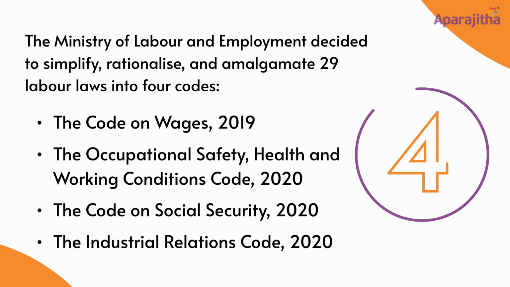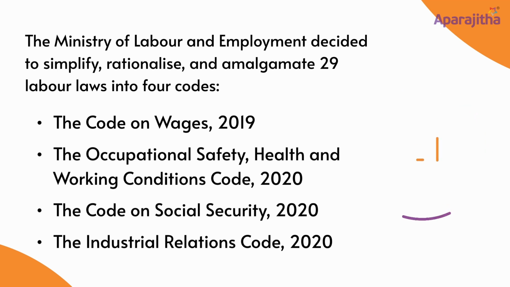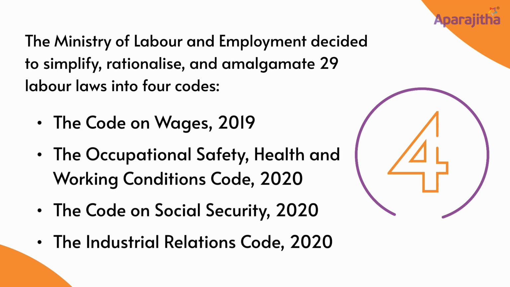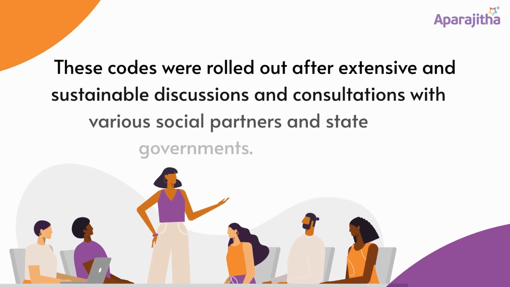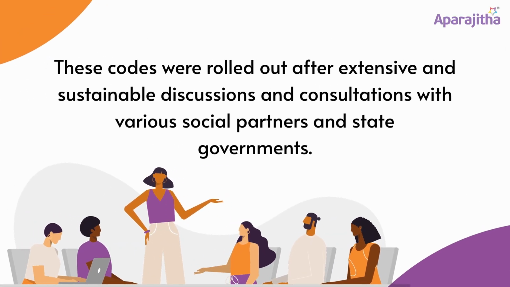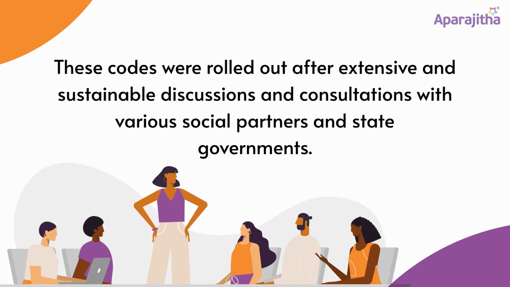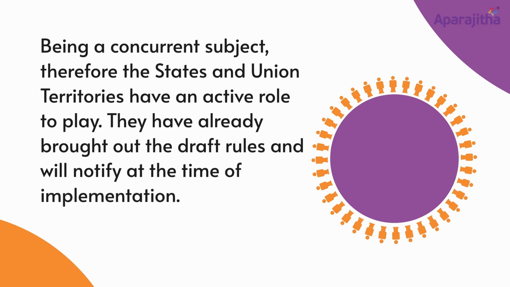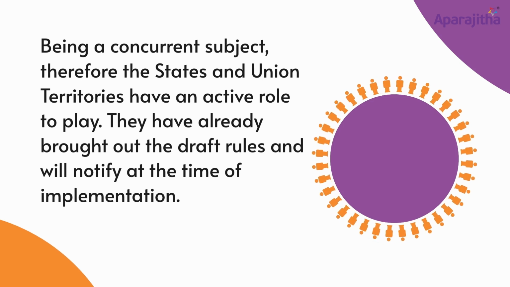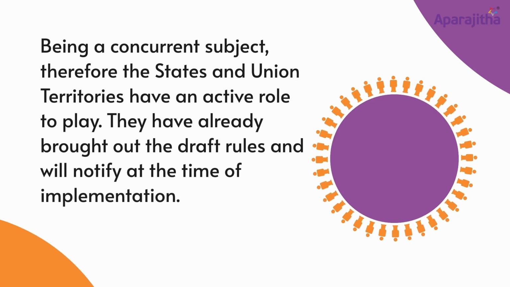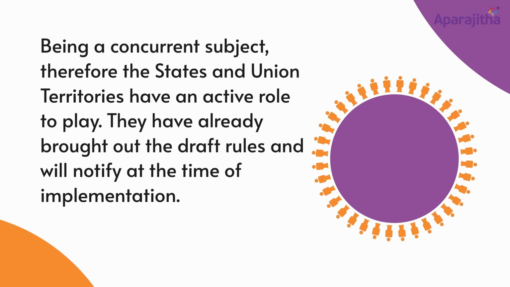The Code on Wages, 2019, the Occupational Safety, Health and Working Conditions Code, 2020, the Code on Social Security, 2020, and the Industrial Relations Code, 2020. These codes were rolled out after extensive and sustainable discussions and consultations with various social partners and state governments. Being a concurrent subject, therefore the states and union territories have an active role to play. They have already brought out the draft rules and will notify at the time of implementation.